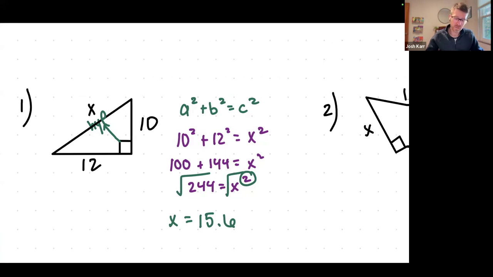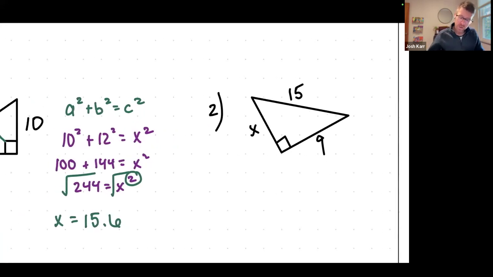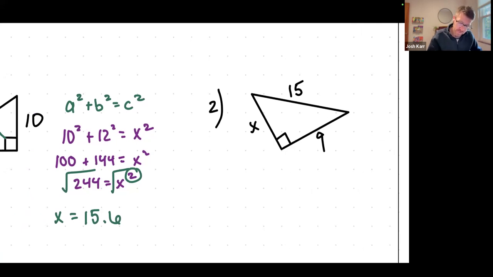All right, let's try another one. So in this one, let's identify what we have. If we go across from our 90-degree angle, we see that we do have 15. That's our c.